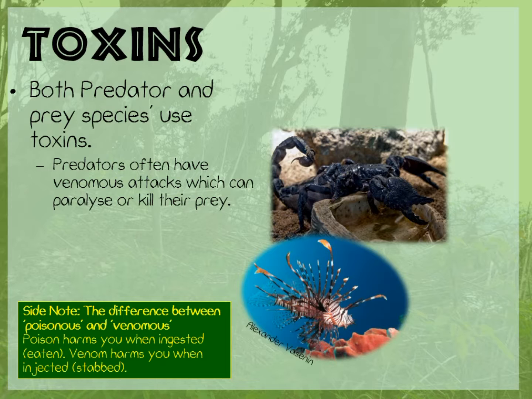So predators often have a venomous attack that can paralyze or kill. The scorpion that you see there with its venomous sting is a classic example, but the odd tentacled fish you see there, much like many jellyfish, has tiny little spines on its tentacles which can pierce the skin and inject toxins which can be every bit as deadly as the more vicious looking scorpion that we see above.